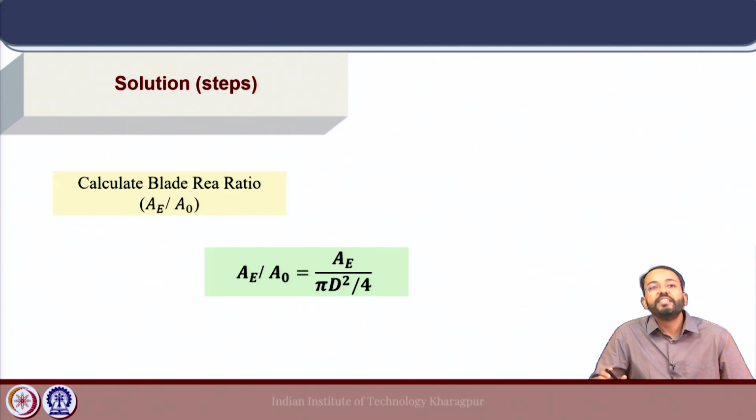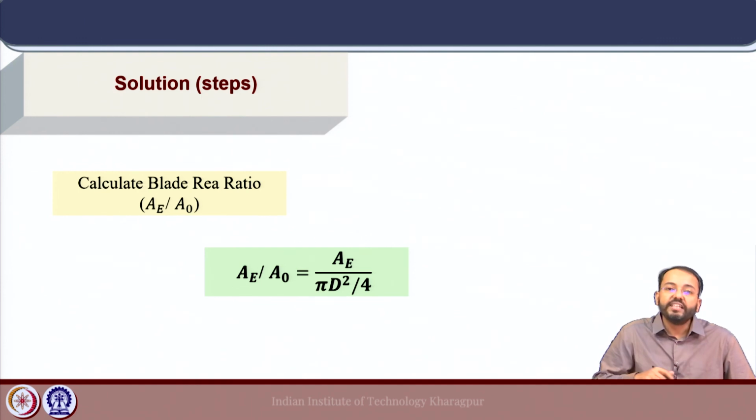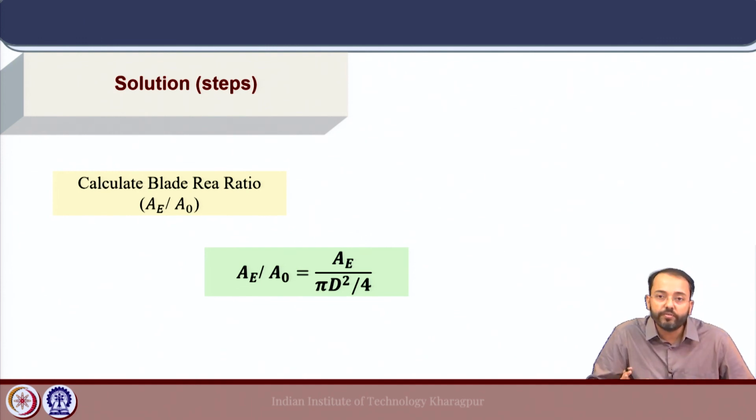Next, the final step, from the value of expanded blade area, as discussed in propeller geometry, we can divide it by the disc area pi d square by 4, where d is the propeller diameter, to get the expanded blade area ratio AE by A0.